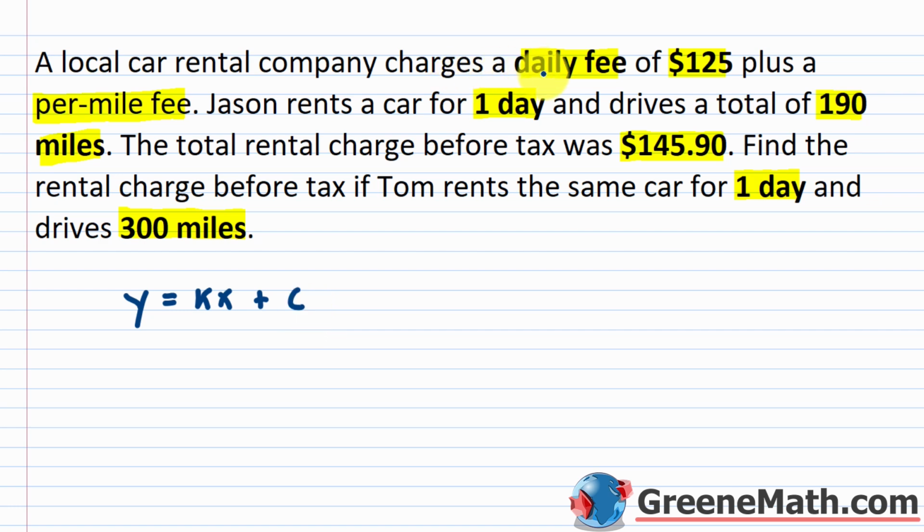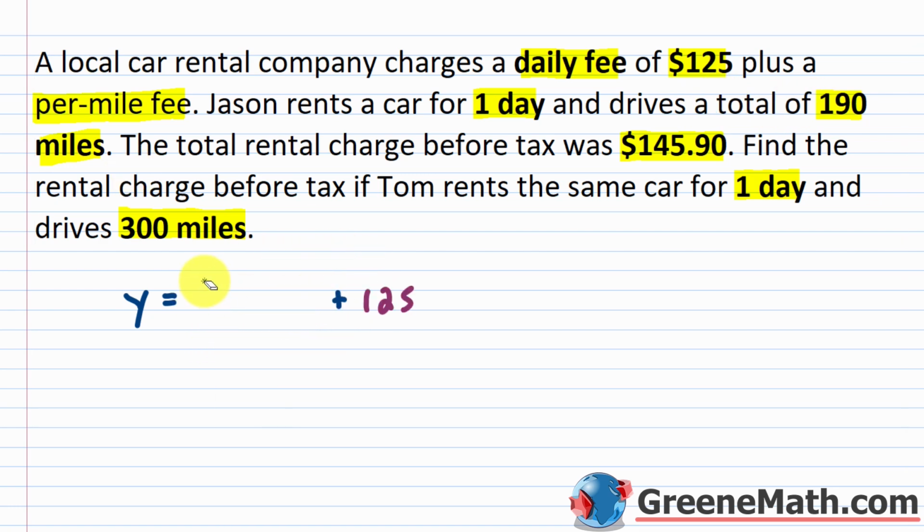So again, they charge a daily fee of $125. You can just replace this c with 125 just to get things started. Now, the x is going to be how many miles you're driving in terms of the rental, and the y is going to be the total rental charge before tax. If we plug in the initial information, it says Jason rents a car for 1 day, so you're just getting a $125 fee, and drives a total of 190 miles. We'll just plug in 190 there.